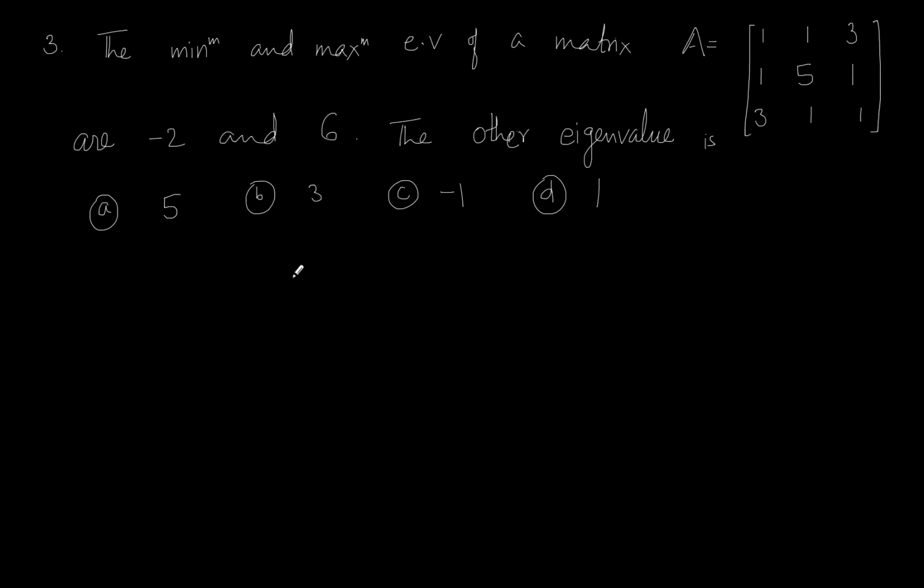Again, using the same concept, the trace of the matrix is nothing but the sum of eigenvalues. Trace of A here is 1 plus 5 plus 1, which is 7. Two eigenvalues are given as minus 2 and 6. So we need that eigenvalue which gives you a sum of 7. So here 6 minus 2 is 4. That means this 3 will serve the purpose. That means this 3 is the remaining eigenvalue of this matrix.